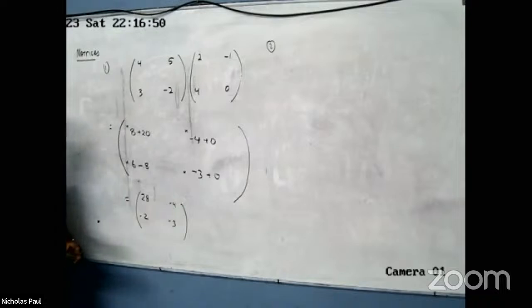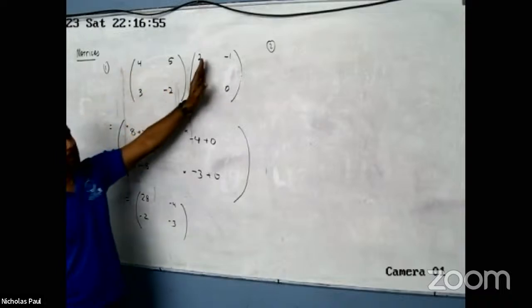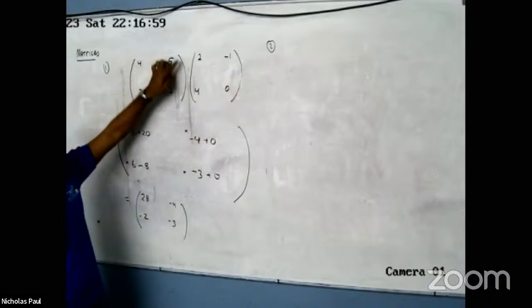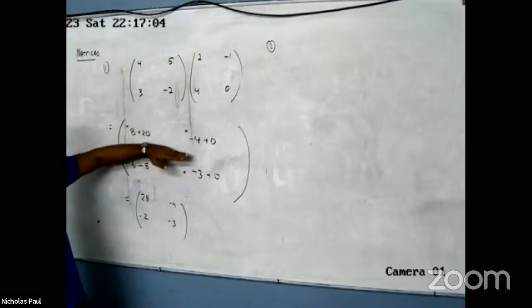Don't see that? I'll show you one more time. First row by this column. First row, second column. So you're multiplying this row by all the columns you have here, right? Then you're done. You finish with that first row.